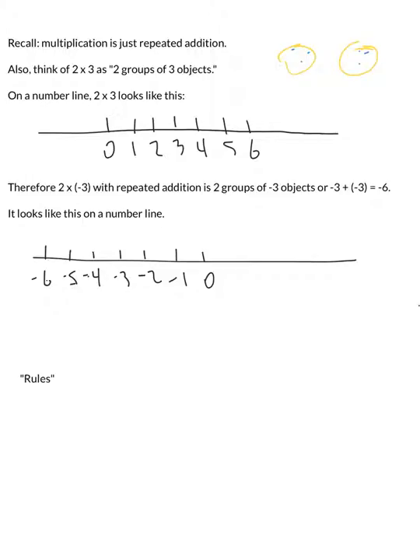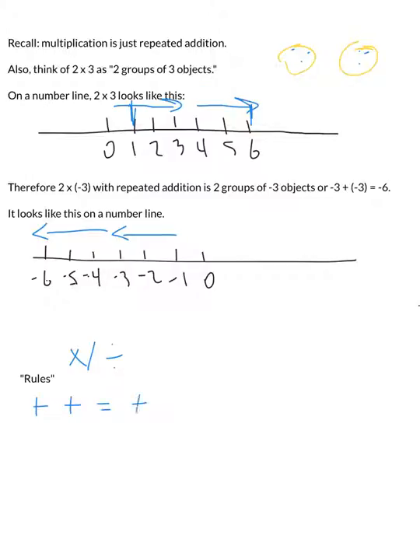On a number line, your 2 groups of 3 objects. So you have 1 group, and then you have another group, which gives you 6. 2 groups of 3 objects. Therefore, with 2 times negative 3, with repeated addition, it's 2 groups of negative 3 objects, or negative 3 plus negative 3 is negative 6. And then on a number line, because you're going in the opposite direction, it's going to give you negative 6 this way.